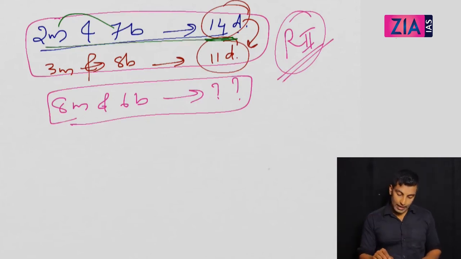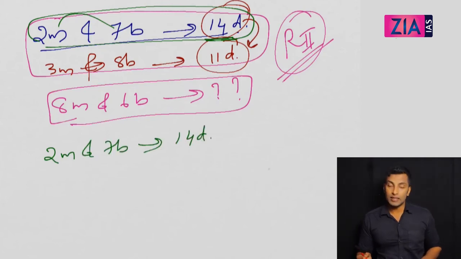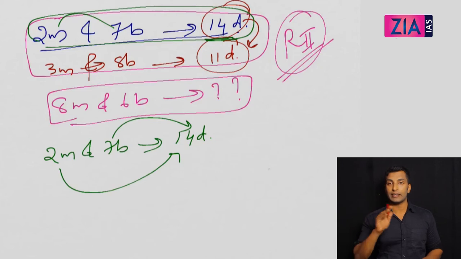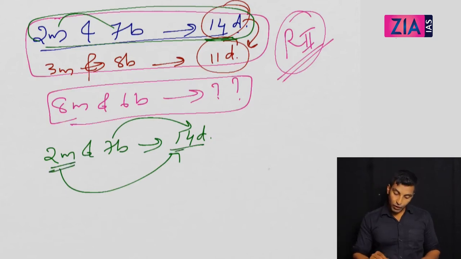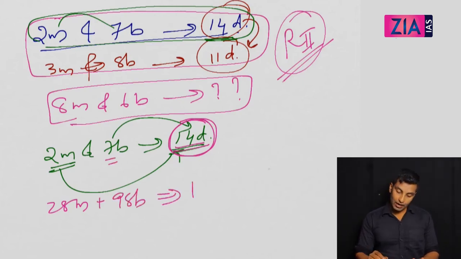So if you take this first case, 2 men and 7 boys can finish the work in 14 days. What does this mean? 2 men have to work for 14 days and 7 boys have to work for 14 days, then only the work is completed. If you remember the concept of man days that we have discussed, basically what is that? Man into days. So here, 2 men for 14 days. If you need to complete the work in 1 day, 2 into 14, that is 28 men have to work, plus 7 into 14, that is 98 boys have to work together. Then you can complete the work in 1 day.